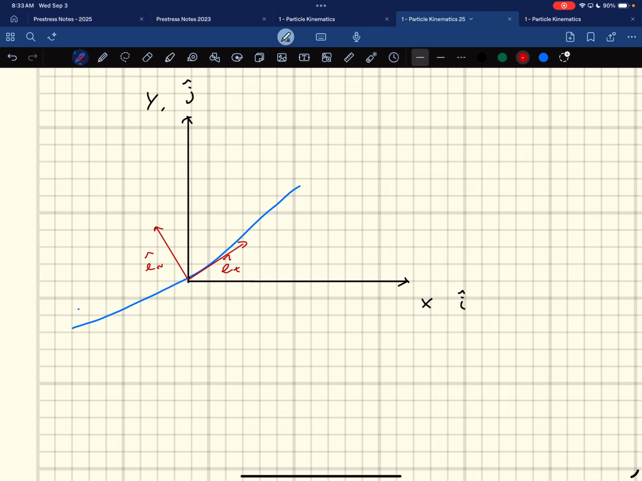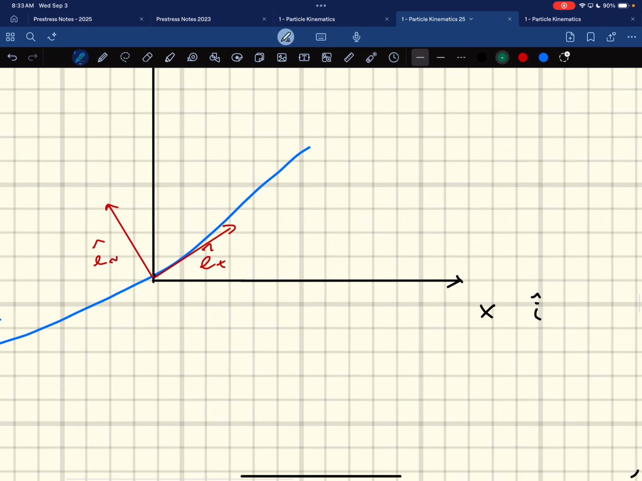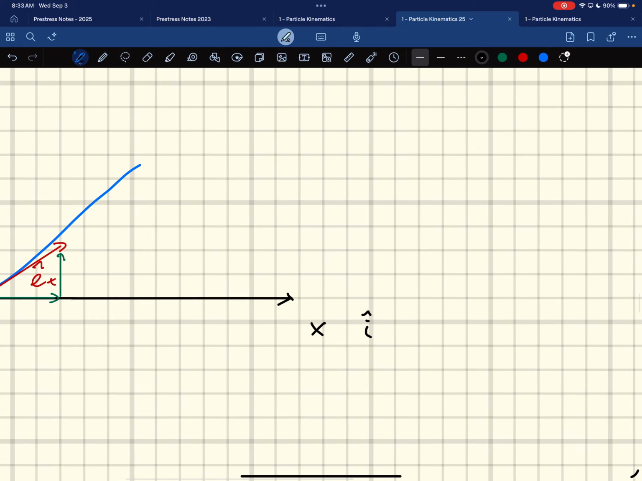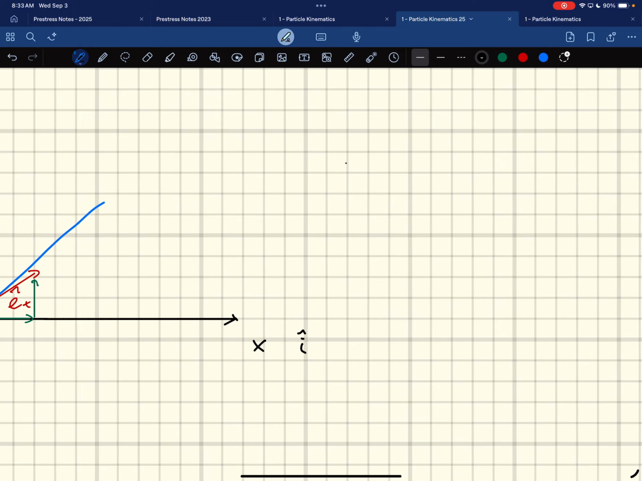Literally it's just trigonometry at this point. We can break the e_t direction up and say, oh, it's got a little bit this way, and a little bit this way. Same thing with our e_n. We can break each one up into its x and y components, and that's how you do this. I'm not going to get into too much detail. I'll just give you what it ends up being.